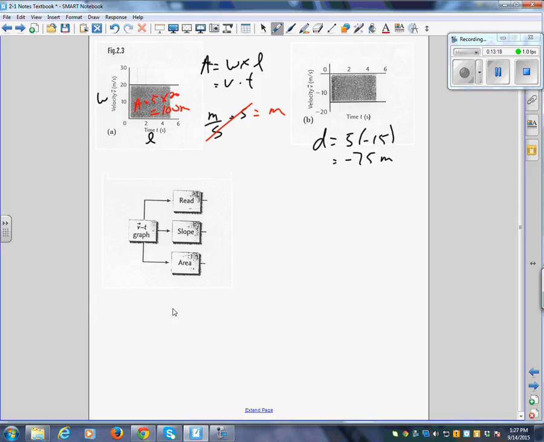So if you've got a VT graph, what can you read off a VT graph? The units are meters per second. You might want to just write units above there. They don't have it in the book, but I think that helps. The units are meters per second, and so what is it that you are reading? Instantaneous velocities, right?